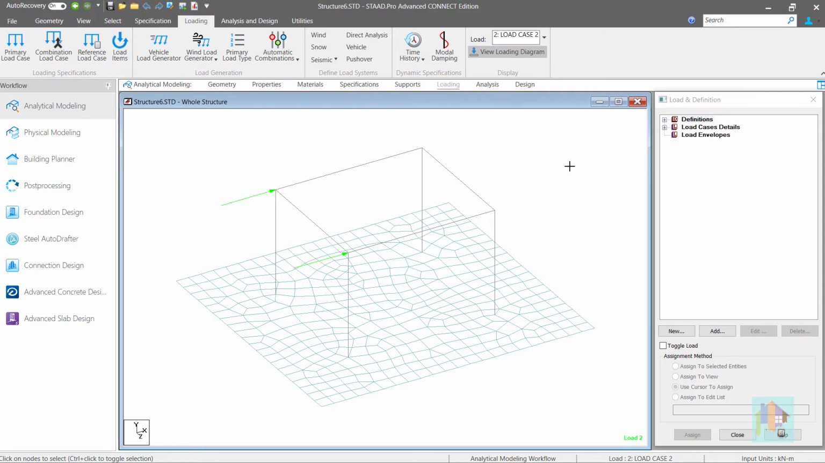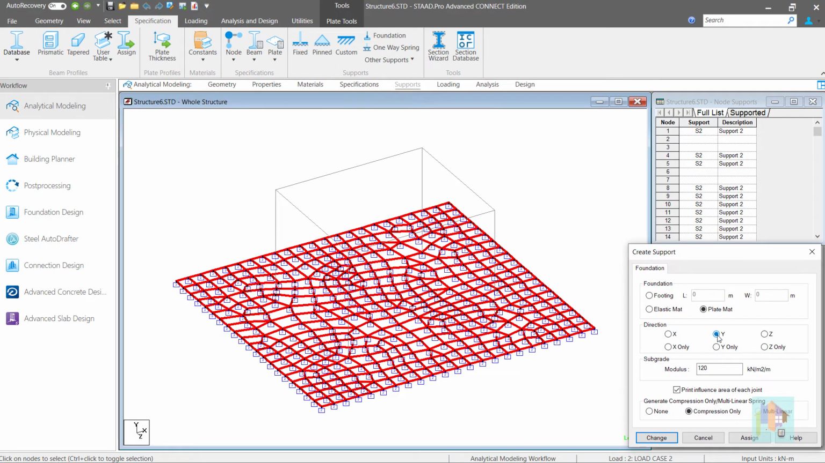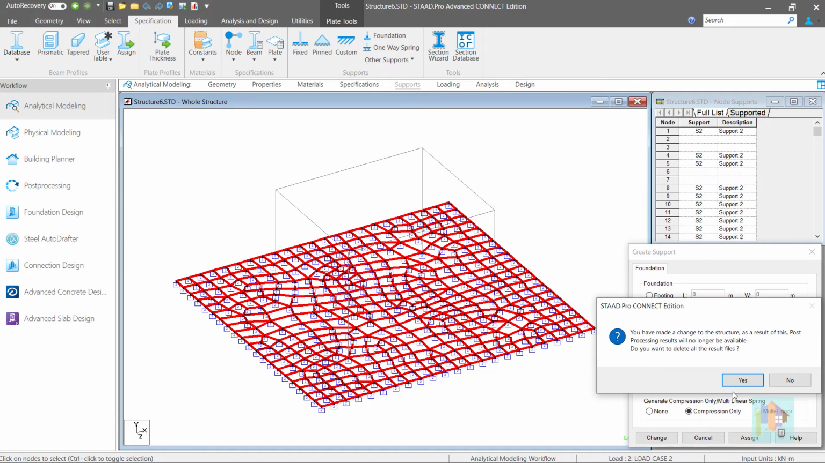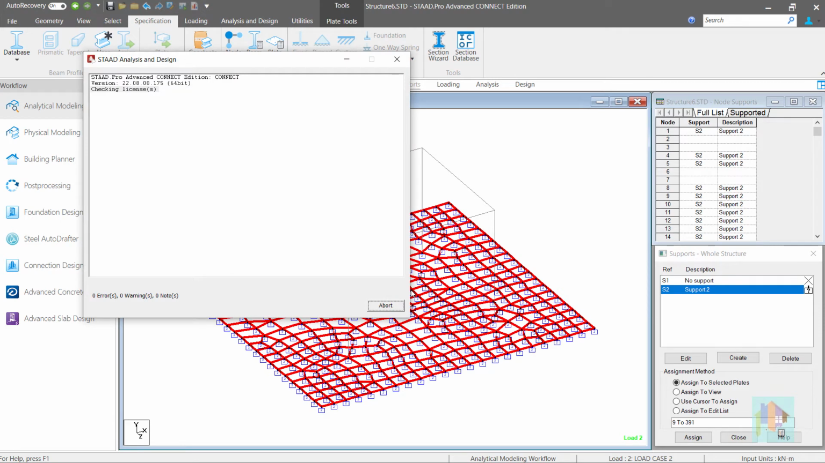This is not the actual scenario of any mat foundation. There must be soil or other type of support to resist the horizontal and rotational movement. So we need to change the support direction from Y only to Y. Y means soil spring in vertical direction and other three directions are restricted or fixed. We can also assign 50% of the soil spring value in other two directions. Analyze the model.